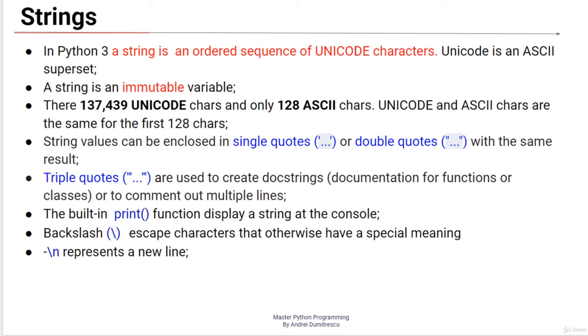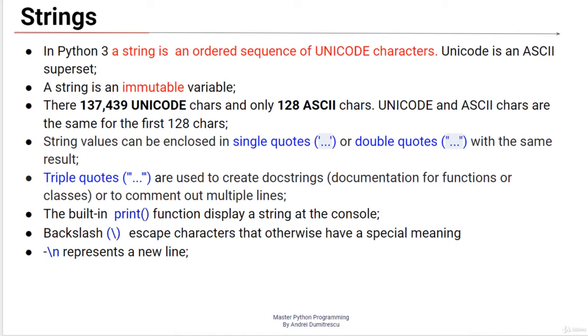Hey guys, now we'll start talking about strings. A string is an ordered sequence of characters. It can contain any Unicode character, meaning letters, numbers, white spaces, special characters like the question mark, the $ sign, or even Chinese characters. In fact, Unicode is an ASCII superset. There are more than 130,000 Unicode characters.